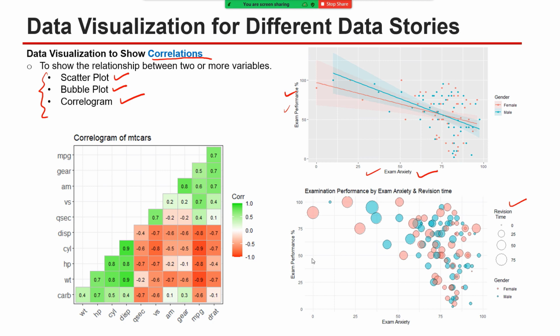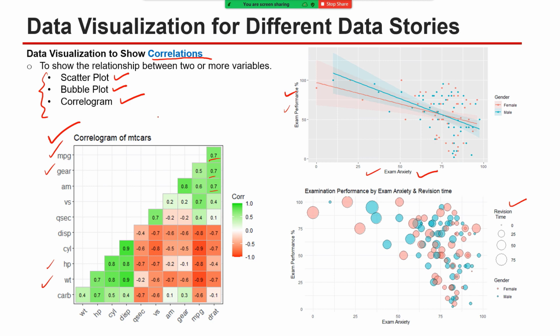But whenever we have three or more variables, we can use a correlogram, or you can say the correlation matrix. For that I am using the same data set of mtcars. On the x-axis we have the different variables, and on the y-axis we have the variables too, like mileage per gallon, gear, horsepower, weight of the car. And these different numbers are representing the correlation between those variables. The different colors have different meanings.